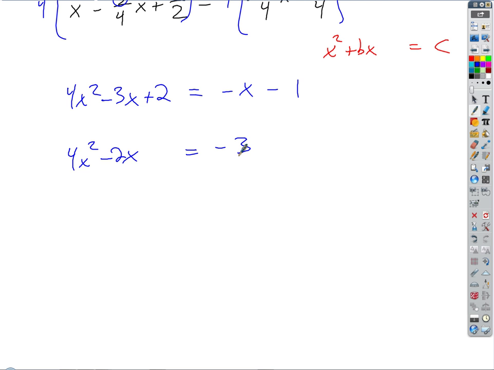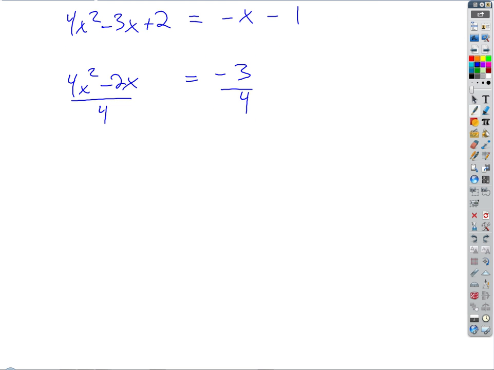So if we divide each side through by 4, what are we going to get on the left side if we split that fraction? What's the first term going to be? x squared minus 1/2 x, so same thing as just saying x over 2, equals negative 3/4. All right, now we're in position to complete the square, right? So remind me, how do we do that?